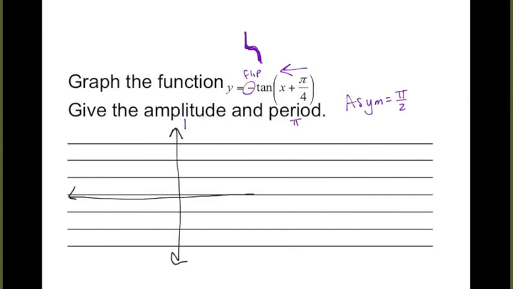Tangents, I give myself more room to do stuff over to the left, especially on this one where I have to shift to the left. I'm going to take 3 lines of paper and flip it and call it a pi. And I also need to go backwards a negative pi.